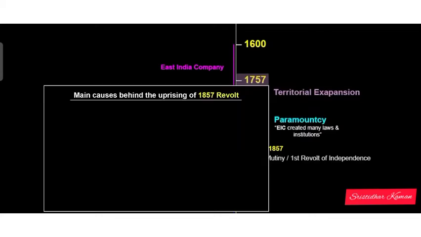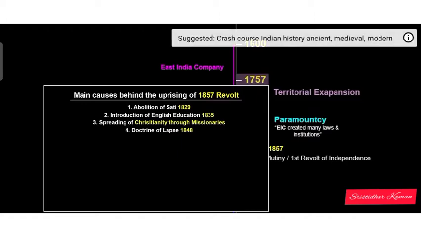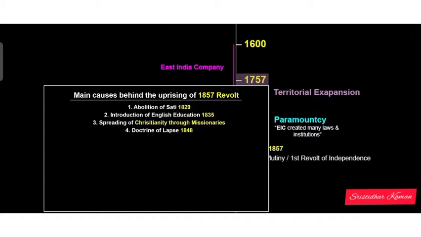Some of the laws that made the Indians upset were the abolition of sati in 1829, introduction of English education in 1835, spreading of Christianity through missionaries in many rural areas, then the doctrine of lapse in 1848. The idea behind this was to annex those states which have no successor. Their ruling rights were lapsed, even in the case of adoption. Due to this law, many princely states like Jhansi, Satara, Udaipur, Jaipur, Sambalpur, Nagpur, etc. became the victims of this policy.